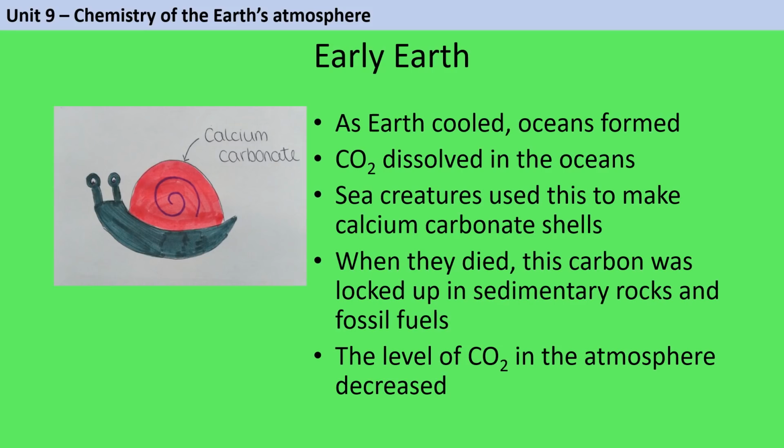As time went on, the Earth cooled down and then oceans formed. So carbon dioxide started to dissolve in those oceans, and then plankton, tiny sea creatures, used that carbon dioxide dissolved in the oceans to make calcium carbonate shells. If you've ever seen the White Cliffs of Dover, they're made of a stone called limestone, and that's made from the shells of dead sea creatures. So that's where lots of this carbon dioxide is locked up, in sedimentary rocks like limestone.